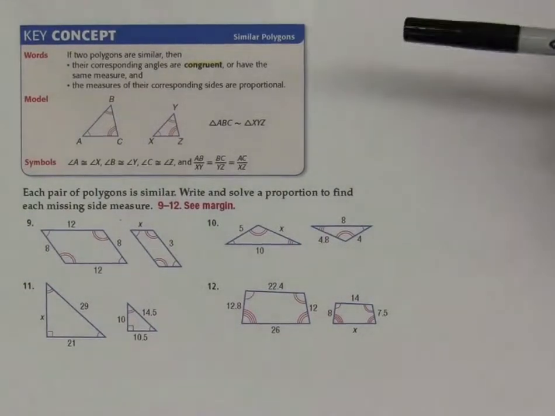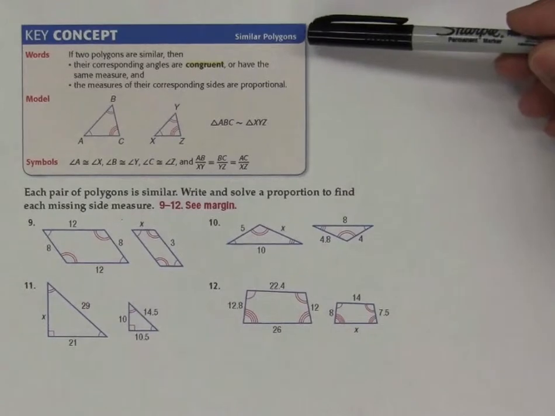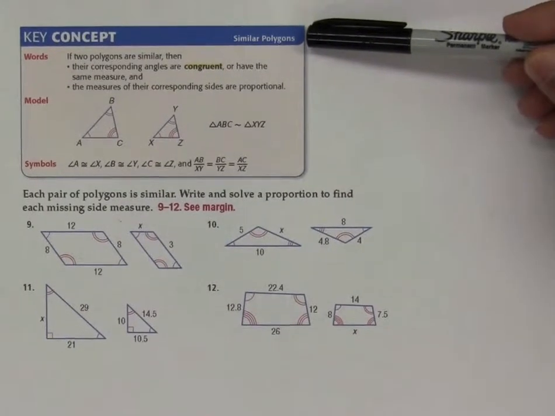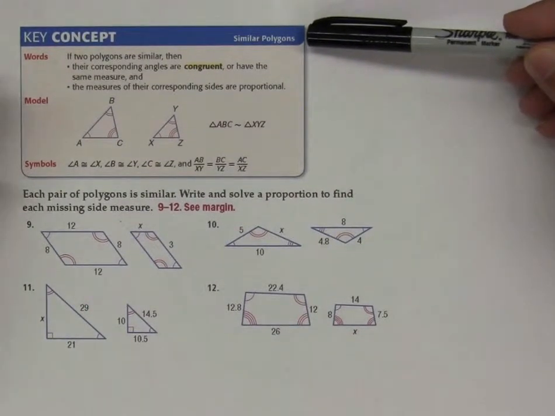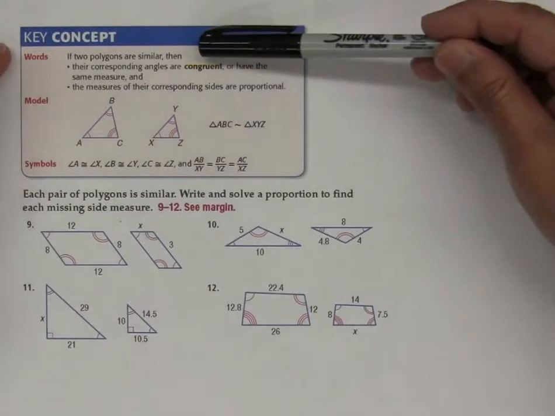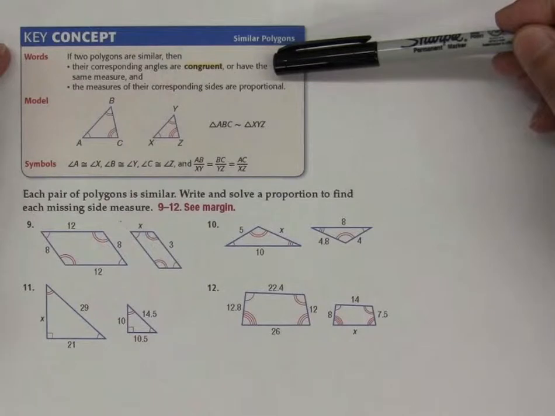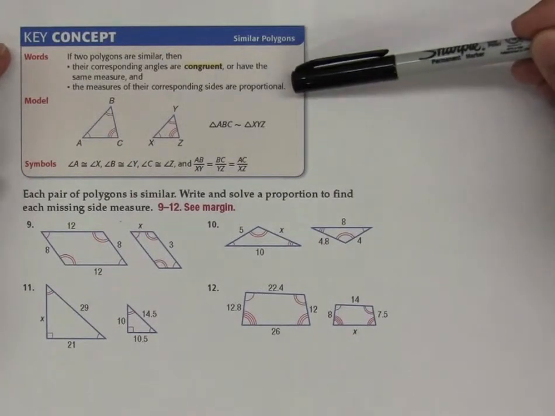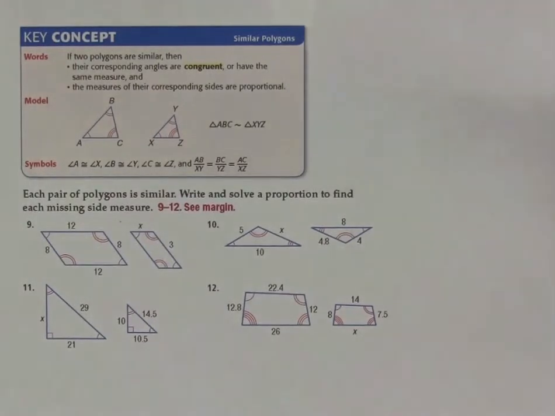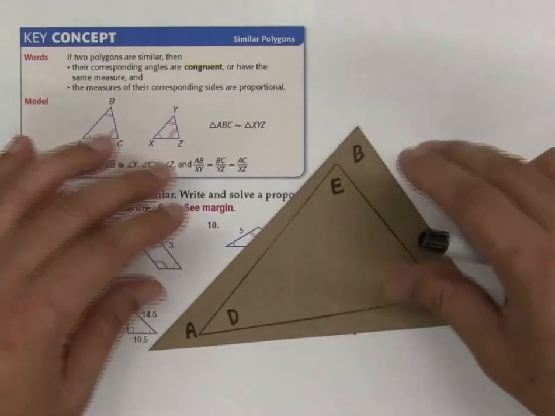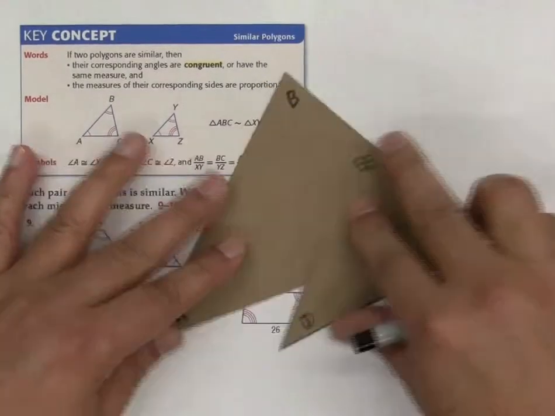In this exercise, we will be looking at similar polygons. We have that if two polygons are similar, then their corresponding angles are congruent or have the same measure, and the measures of their corresponding sides are proportional. Here I have a pair of similar figures, similar shapes.